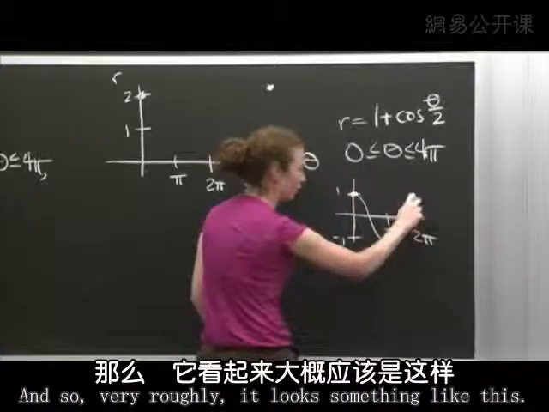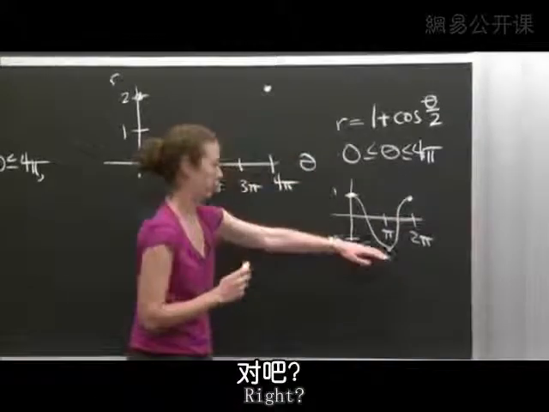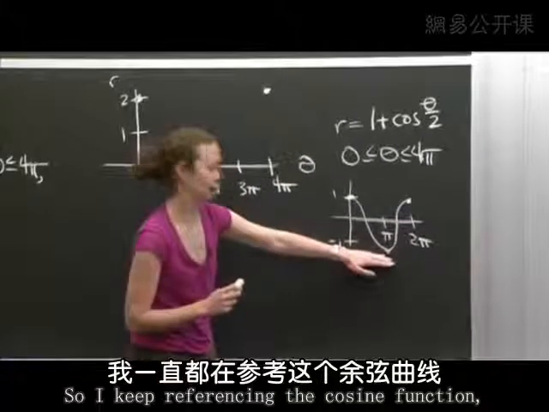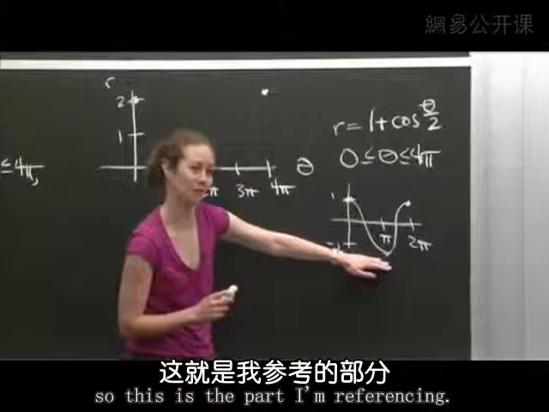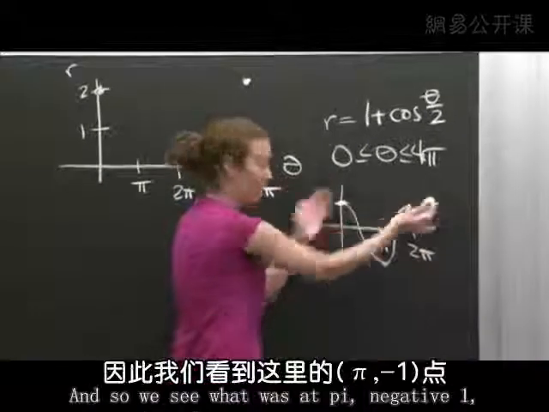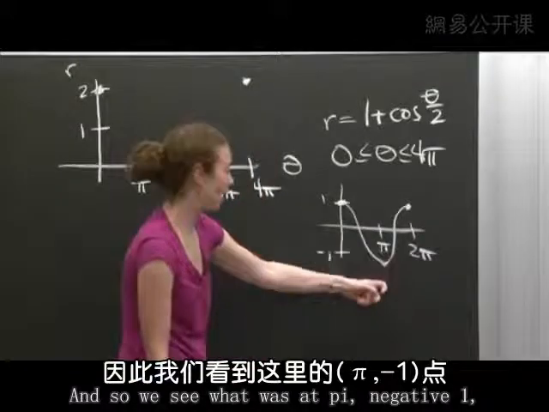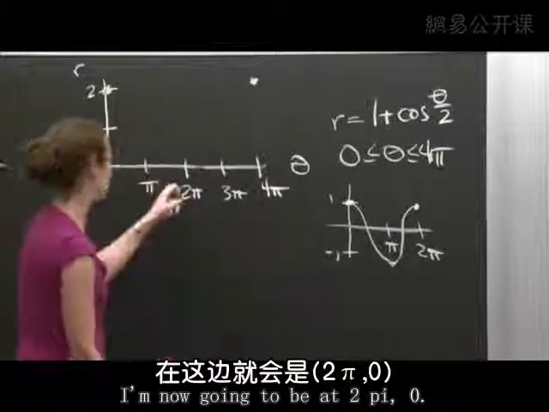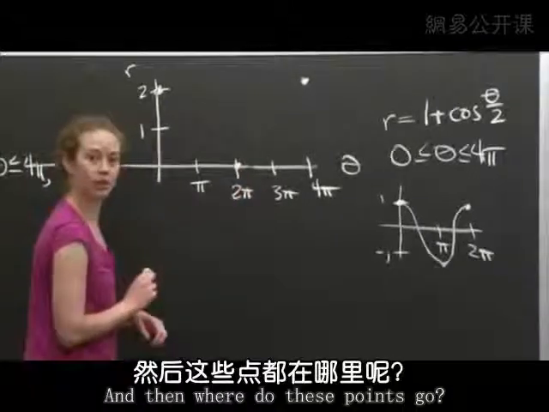And so very roughly, it looks something like this, right? I keep referencing the cosine function, so this is the part I'm referencing. We have to stretch it by 2 and then shift it up by 1. And so we see what was at pi, negative 1, I'm now going to be at 2 pi, 0.